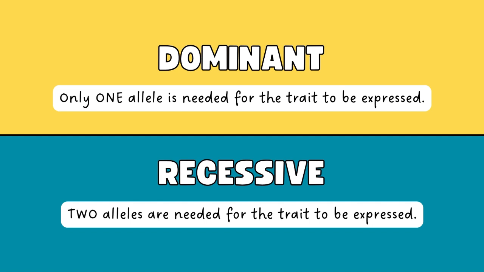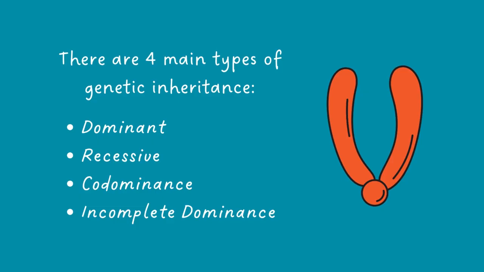Dominant. Only one allele is needed for the trait to be expressed. Recessive. Two alleles are needed for the trait to be expressed. There are four main types of genetic inheritance: dominant, recessive, codominance, incomplete dominance.